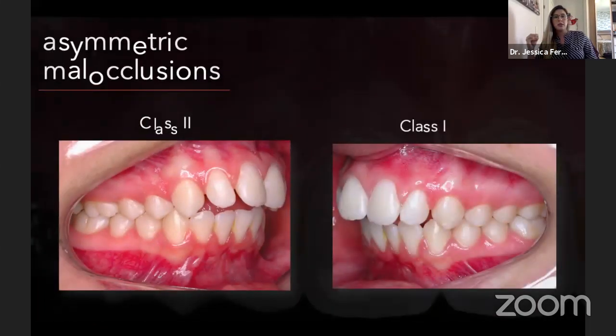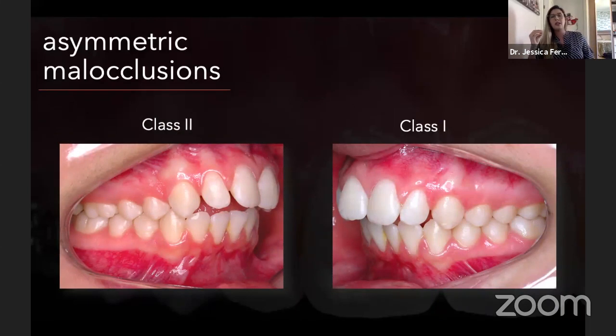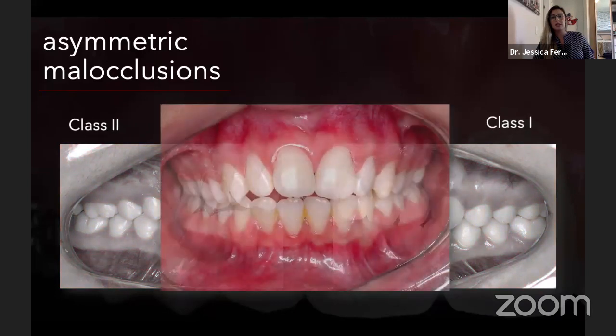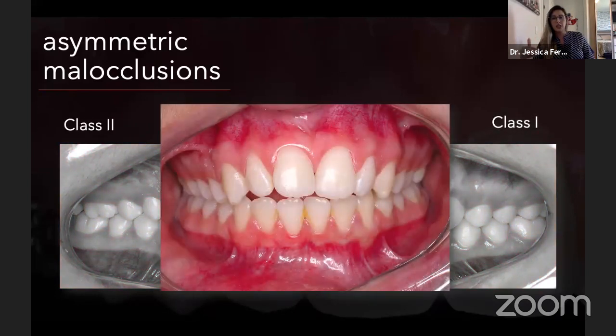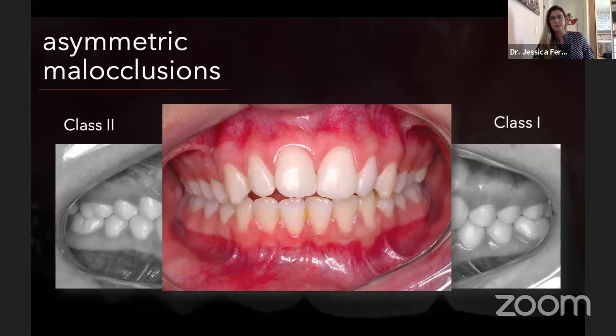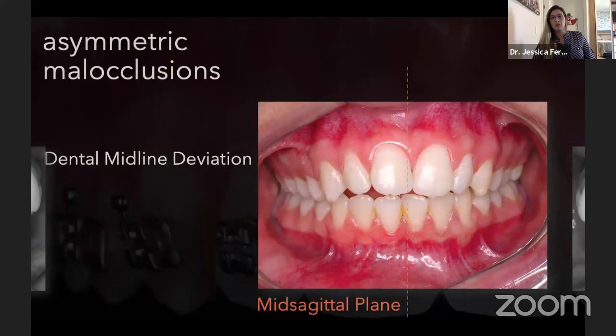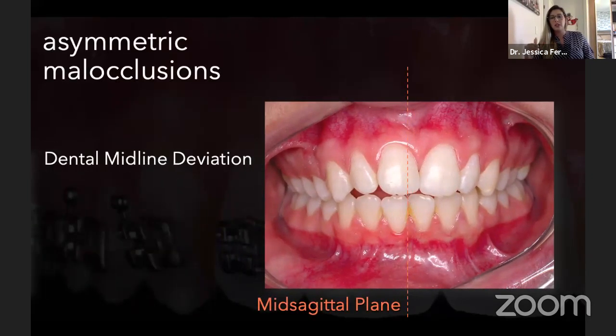So asymmetric malocclusions happen when we have class 1 characteristics at one side and class 2 or class 3 characteristics at the other side. This will cause, as a consequence, a dental midline deviation. This dental midline deviation could happen in the maxillary arch or in the mandibular arch. So we have the dental midline deviation when compared with the mid-sagittal plane.